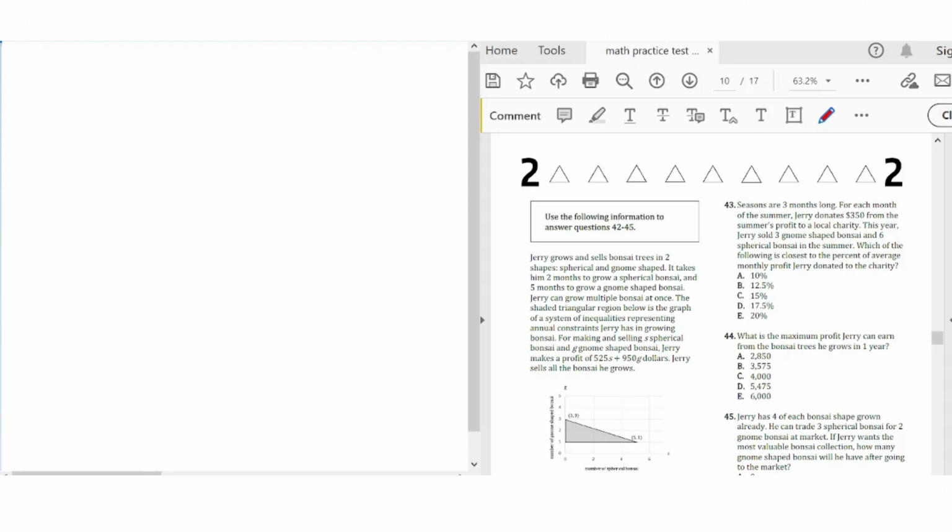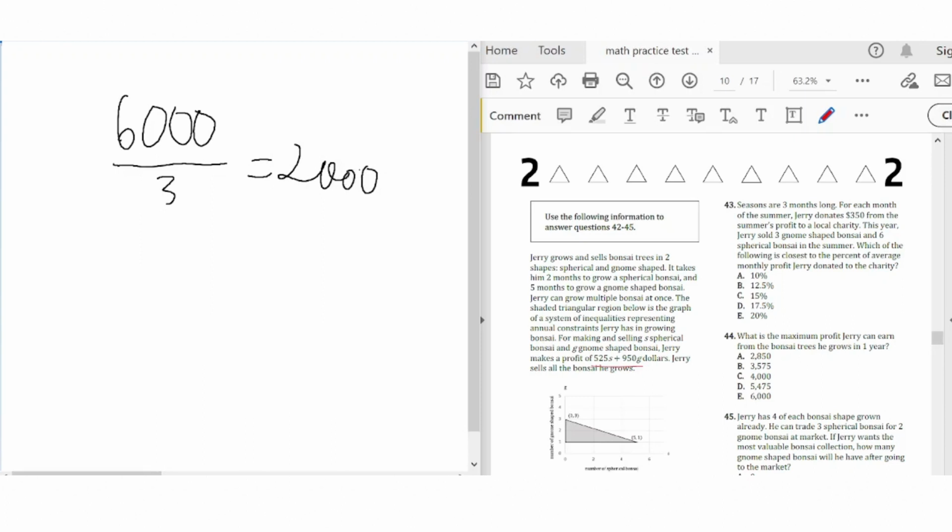All right, so the first thing we're going to have to do is figure out how much profit he made, and we can do that using this formula. So all we have to do is plug our numbers into this formula. So, taking up our calculators, we get 525 times 6 spherical bonsai sold, plus 950 times 3 gnome-shaped bonsai, and we get a total of 6,000. That's $6,000 of profit. However, they're asking for average monthly profit. Since this is over the course of 3 months, we divide by 3. And we get 2,000.